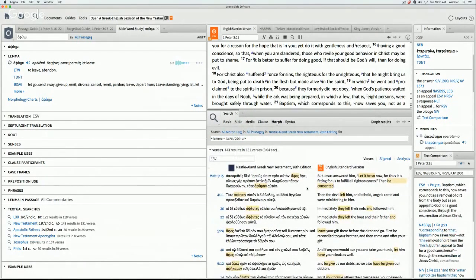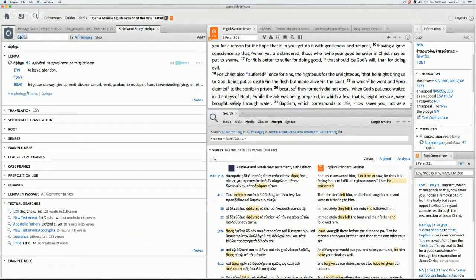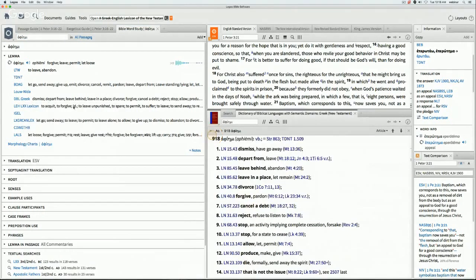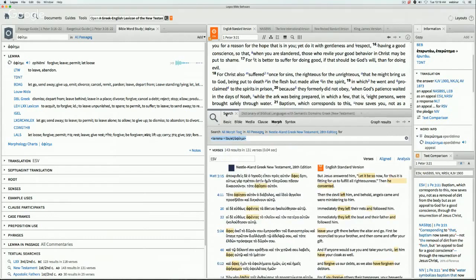Now, one way that you might want to start even before this is to look at your different lexicons. I'm going to choose just a simple one for now, the DBL Greek, Dictionary of Biblical Languages. And this is going to give me a list of different possible ways that it could be translated. So what I would want to do here is maybe have a Word document or a note file open in Logos and then list out all of these different possible meanings. And then go to my search and look at what it means in this context.